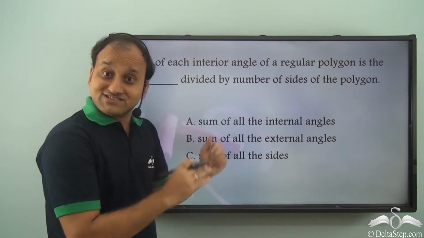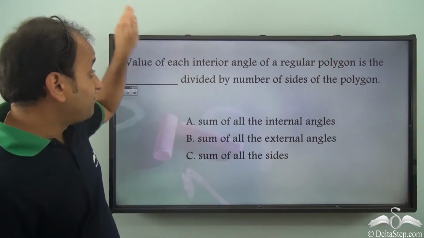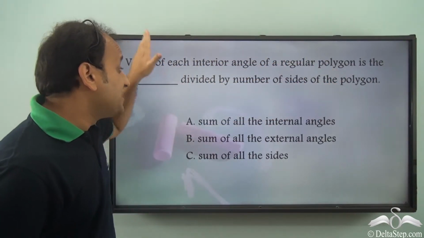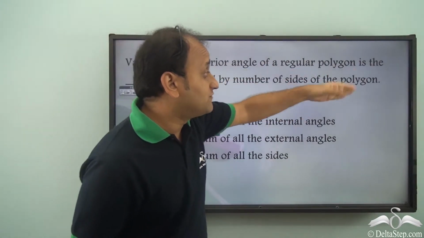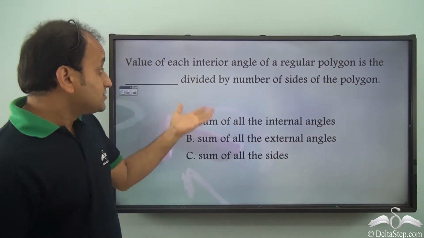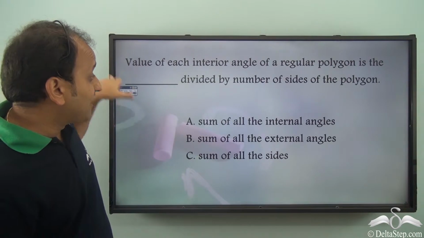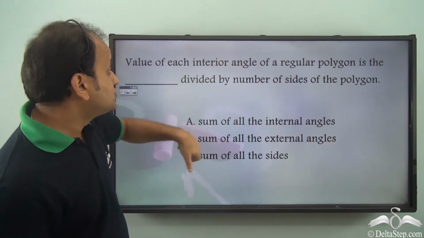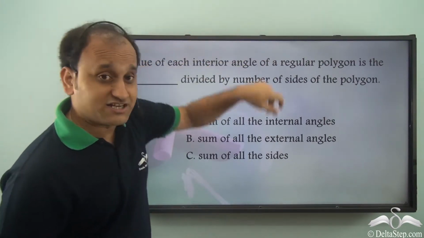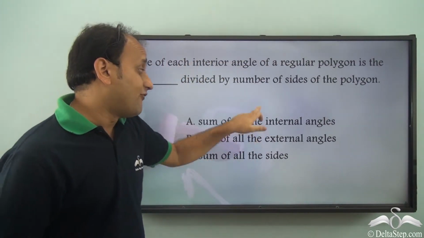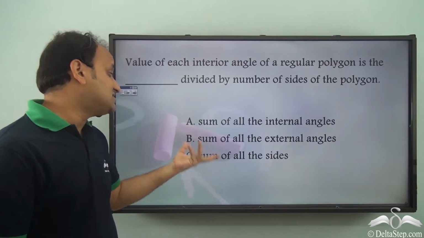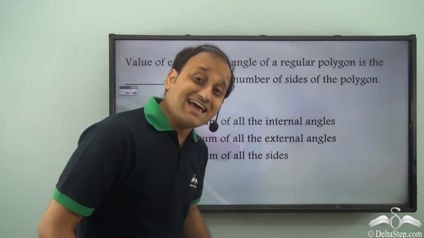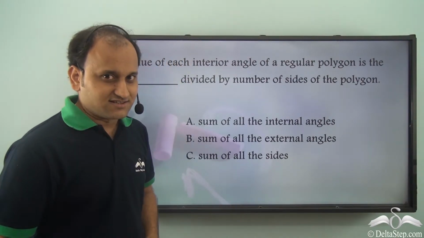Now, can you answer this question? Value of each interior angle of a regular polygon is the dash divided by number of sides of the polygon. So, what is the value which is divided by number of sides of the polygon so that you can get the value of each interior angle? Is it sum of all the internal angles? Is it sum of all the external angles? Or is it sum of all the sides? What do you think is the right answer?